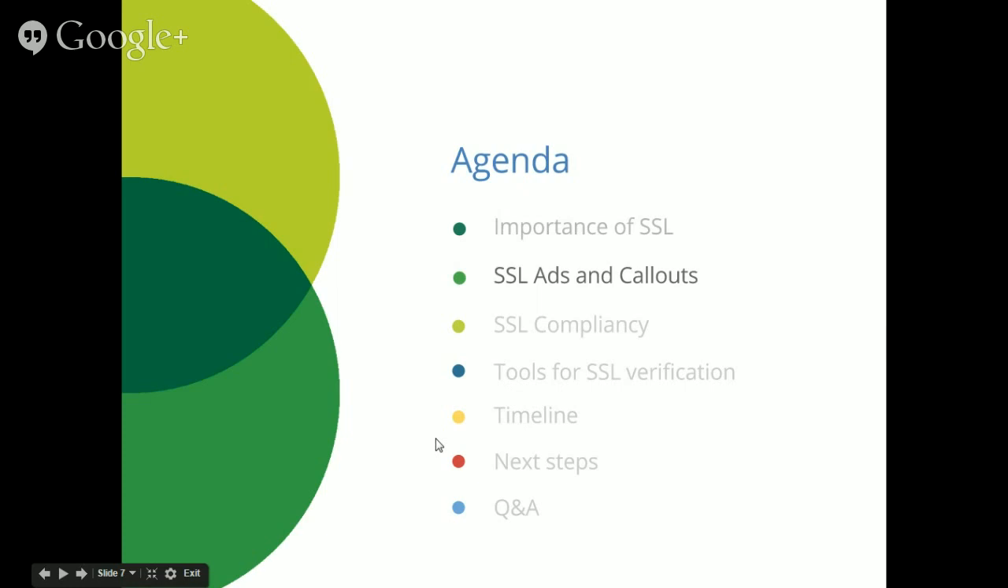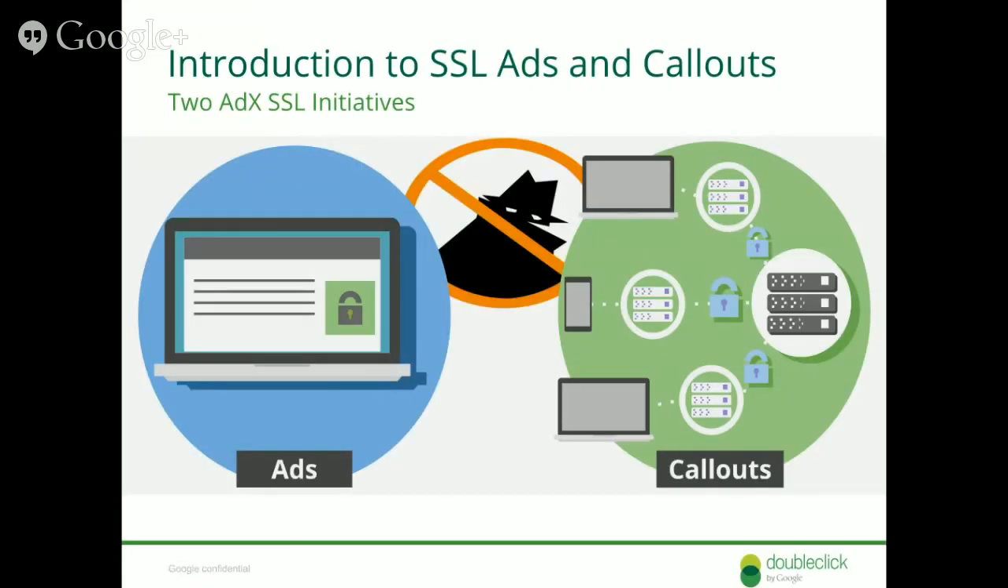So, as Asha mentioned, there are two key initiatives that we're rolling out behind the broader SSL front. The first is SSL Ads, and we'll go into details around what kind of changes are rolling out and what our buyers need to do as a result of those changes in order to become compliant. But at a higher level, the main purpose of SSL Ads is to make sure that the communication between the creative loading on a user's web page and the user's browser is secure.